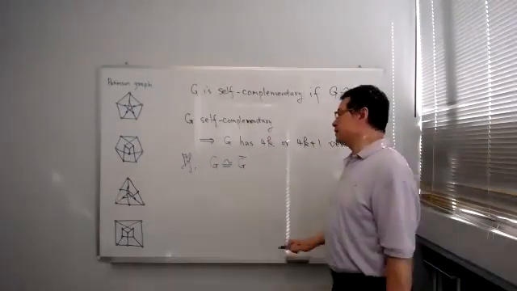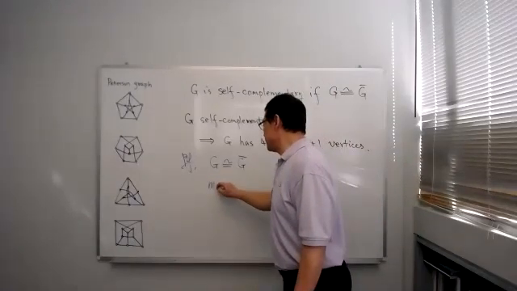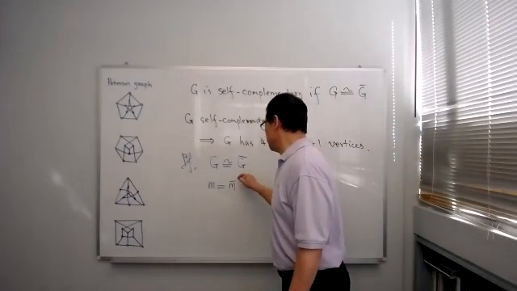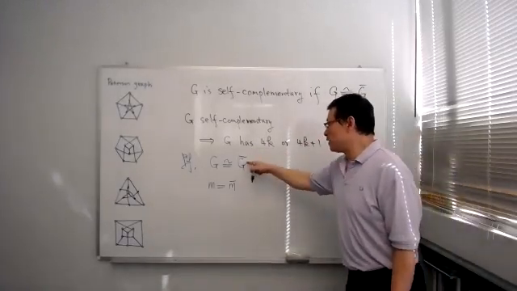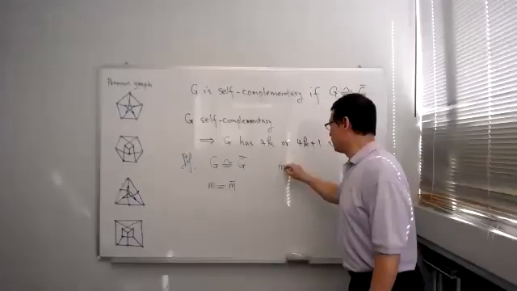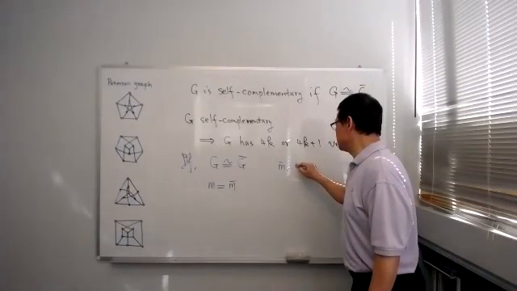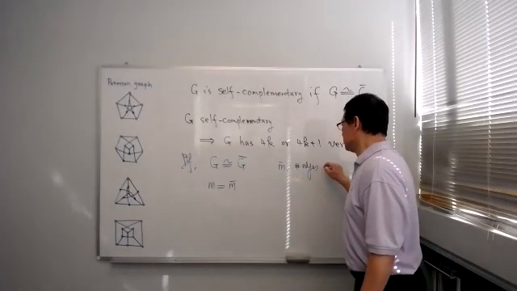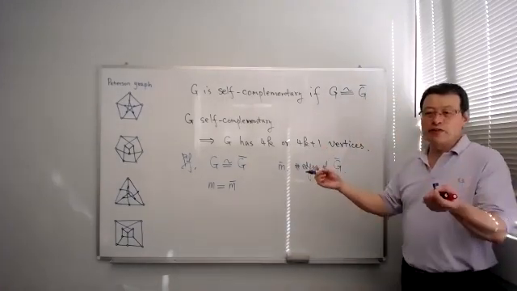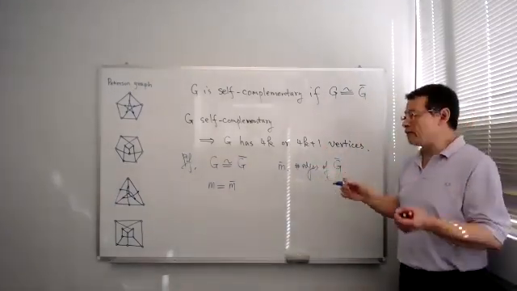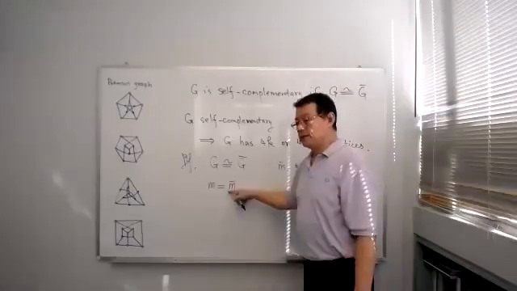So what it means is the number of edges of G is the same as the number of edges of G complement. So this one denotes the number of edges of this one. Okay, so m bar equals the number of edges. When two graphs are isomorphic, they have the same number of vertices and the same number of edges. So we have this one.